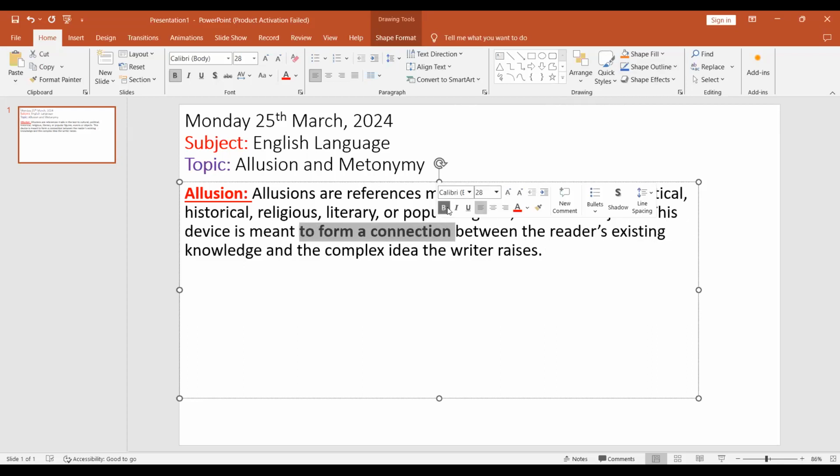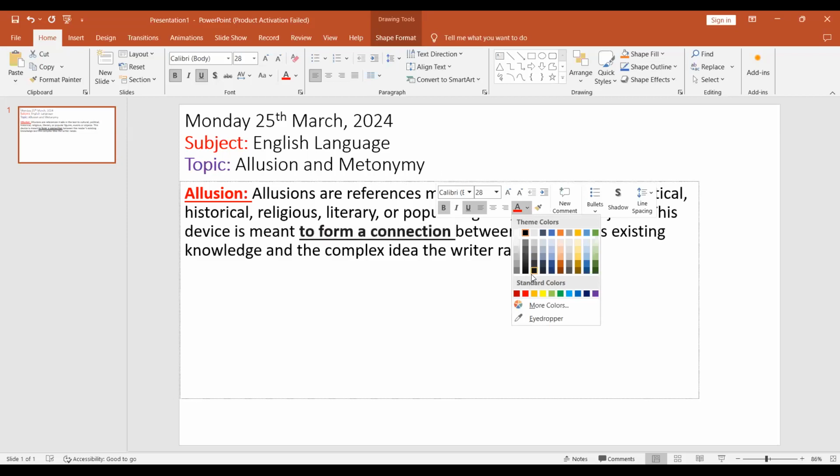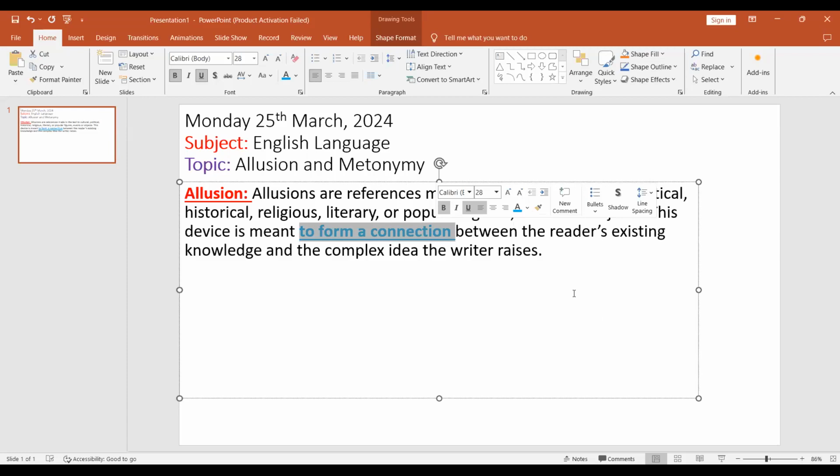So we're trying to form a connection between what the reader knows and what we are trying to teach the reader. So we're trying to teach them the unknown by teaching them the known, right?